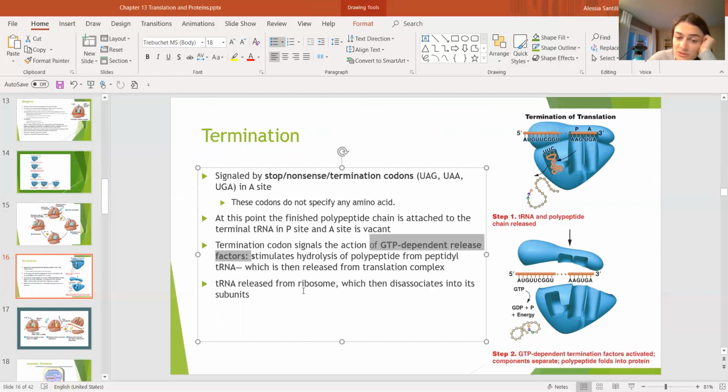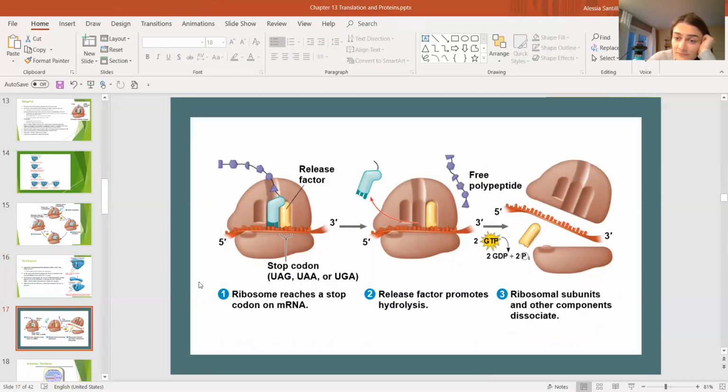And so tRNA is released from the ribosome, and as soon as the tRNA is released, everything pretty much dissociates into its subunits. Okay, and so now we have our beautiful polypeptide chain made. So you can see here, this is the GTP-dependent release factor, right? It comes in place of the A site. And so here we go, sorry. The release factor right here comes in place of the stop codon, where we had the stop codon on the A site. And then once this happens, it basically catalyzes the hydrolysis of the polypeptide chain. It breaks it from the tRNA.